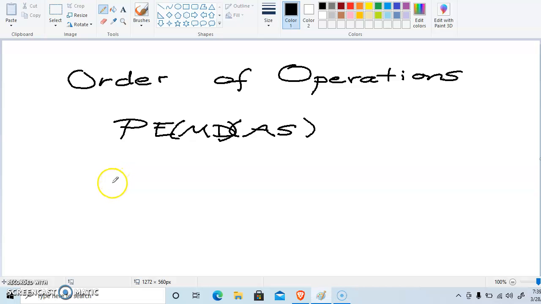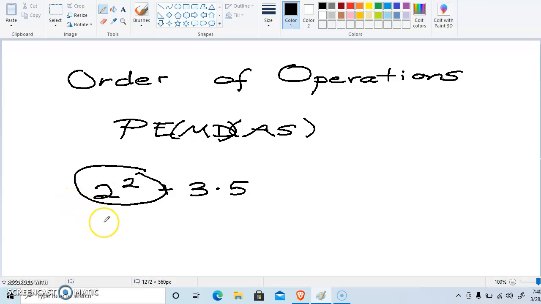So let me give you an example. Let's say we have 2 squared plus 3 times 5. In order of operations, it tells us that we're going to do any parentheses first. We don't have any parentheses, so we're going to move on to exponents. We do have an exponent, so we're going to do this operation of exponents right here first. And so that's 2 squared, which is 2 times 2, or 4. So we put 4 there.